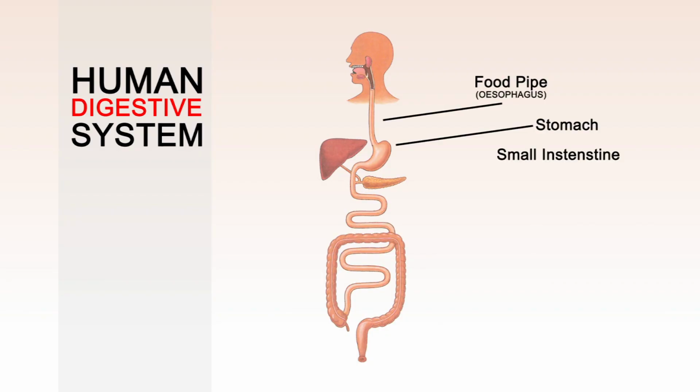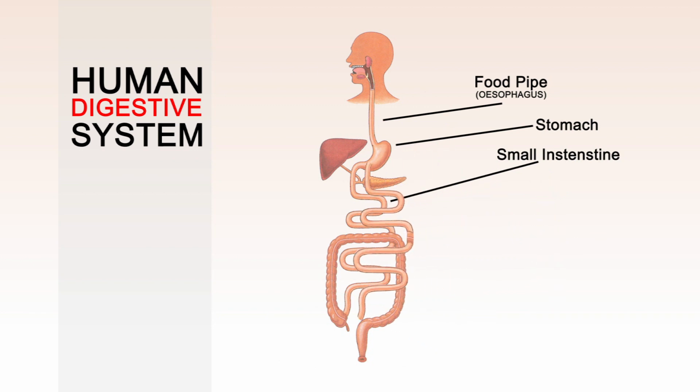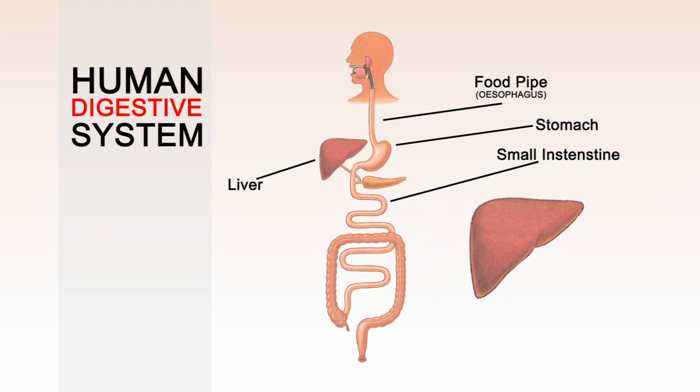The small intestine is a highly coiled long tube about 7.5 meters long. The walls of the small intestine secrete digestive juices and it receives digestive juices from the liver and the pancreas. The liver is the largest gland of our body. It looks reddish brown and is situated in the upper part of our abdomen on the right side. It secretes bile juice that is stored in a sac called the gallbladder.